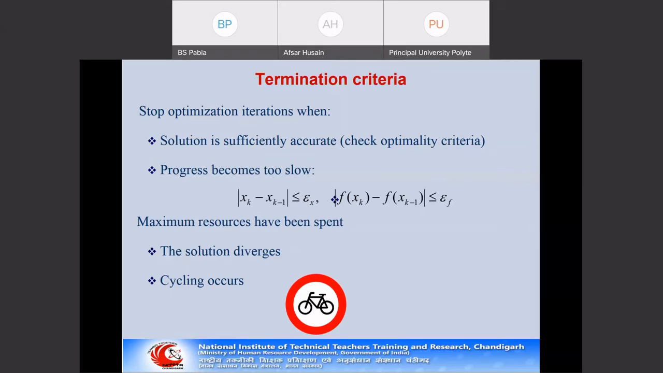We will stop. So the solution diverges or cycling recurs. Again and again we are getting the same values. Then also we have a termination criteria. That also is a termination criteria for us. You see, it is very important to first decide what is the termination criteria.